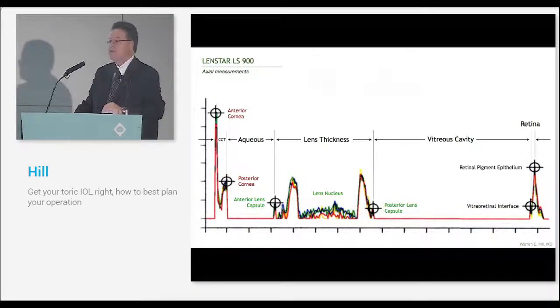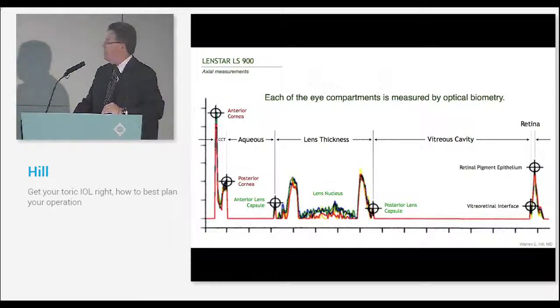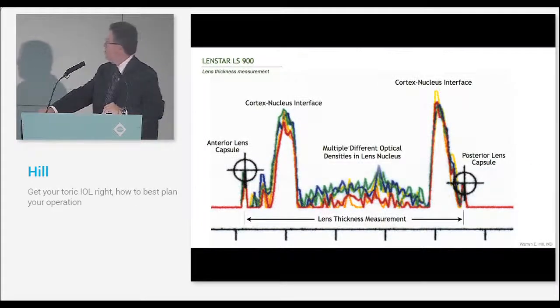So each eye compartment is measured individually. And not only is it measured individually, but the detail is amazing. This is the natural lens. Anybody know how thick the anterior capsule is? It's about 35 microns, isn't it? That's about 6 times thicker than a red blood cell. Posterior capsule is what? It's about 5 to 7 microns. That's the same size as a red blood cell. We have a spike. We have an optical spike here.